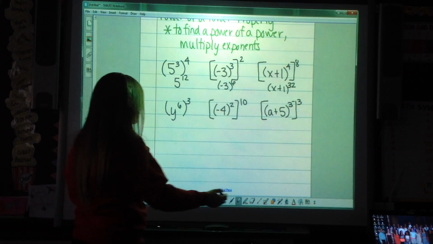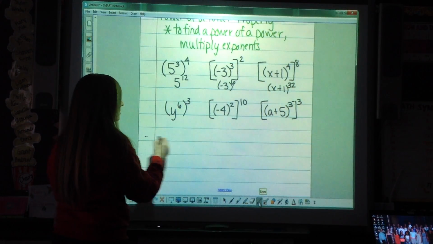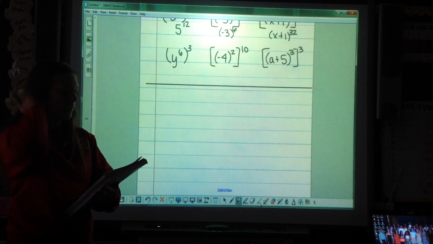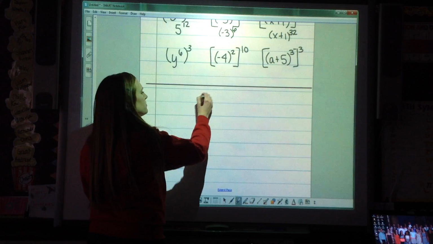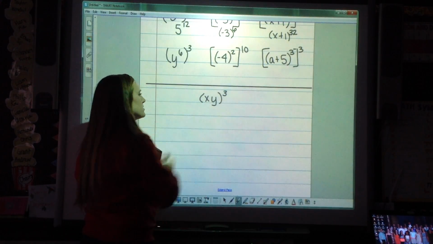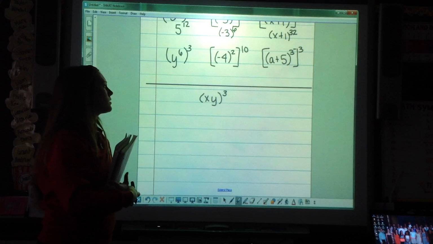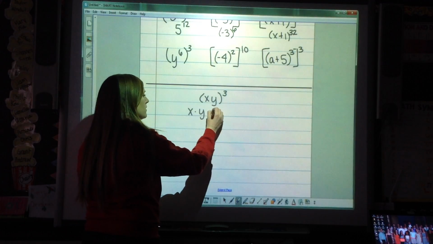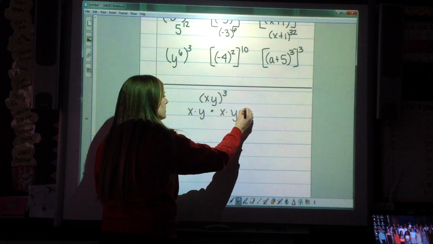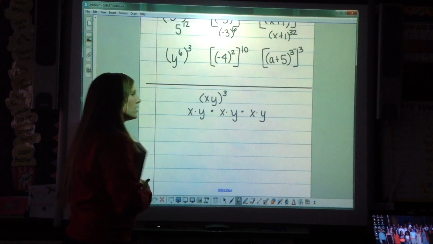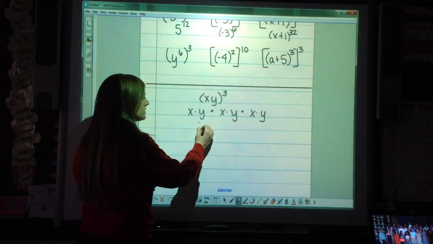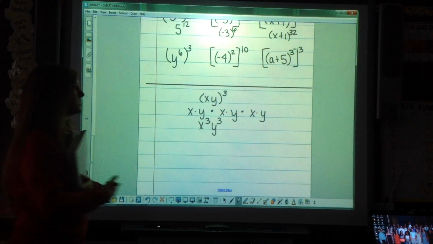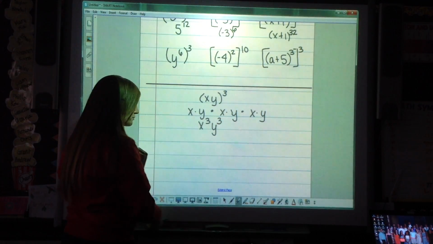Okay, one more rule. Let's say you have a quantity or a term, x, y, and that term is cubed. Okay, this tells us that there are 3 of these. So x times y, and x times y, and x times y. Our answer has 3 x's and 3 y's. So think about what the shortcut to this would be if we got rid of this.